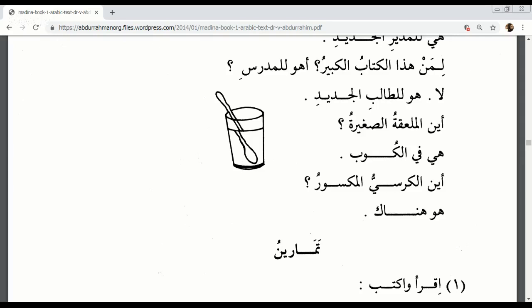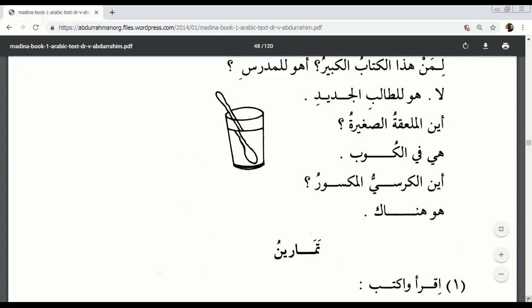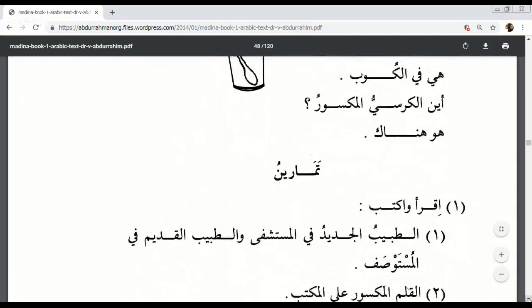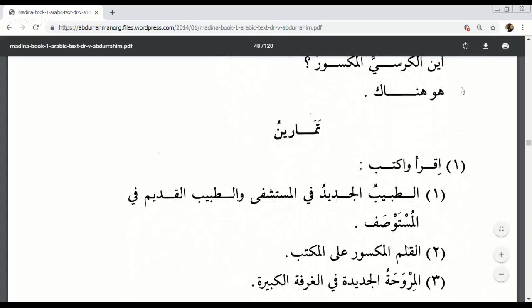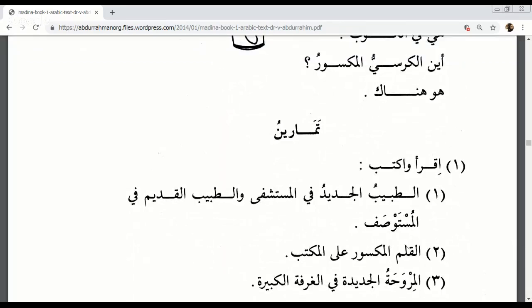Okay, go ahead, Shopna. Last line. هو هناك. I forgot what هناك means. So hunaka means over there. Over there. You can say yes. It is over there. That's right. Okay. Which then brings us on to the next exercise, sisters. It says Tamarin, exercise. It says Iqra waktub. Read and write. Okay. Well, we're just going to read.